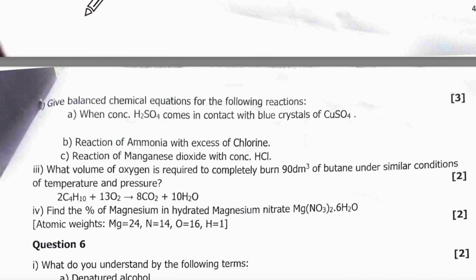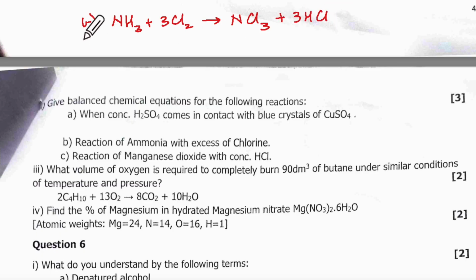A reaction was good. Would you have been able to do it? Ammonia with excess chlorine. Ammonia is NH3, excess chlorine has 3Cl2, and that gives you NCl3 plus 3HCl. Okay, then we come to this. The observation is also important, you know that. What is the observation for this? Yellow, oily, explosive liquid.